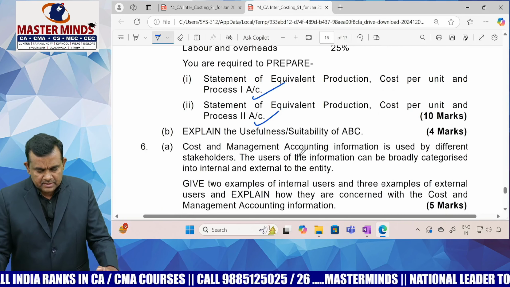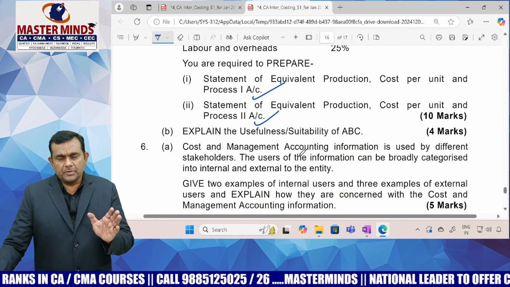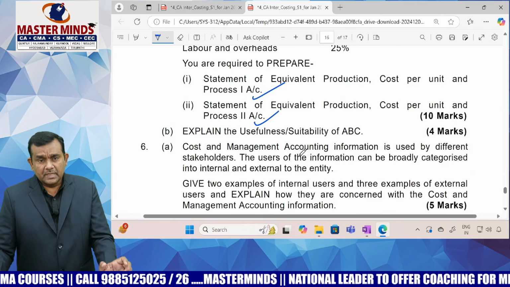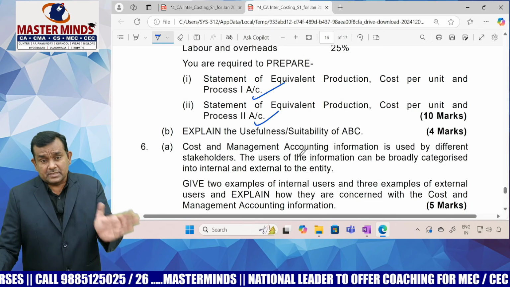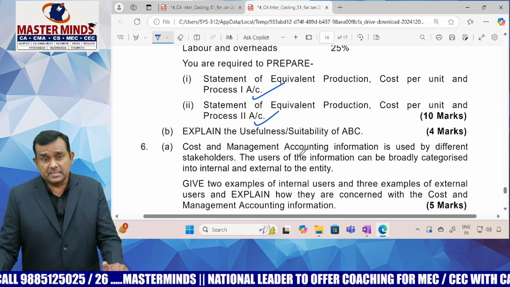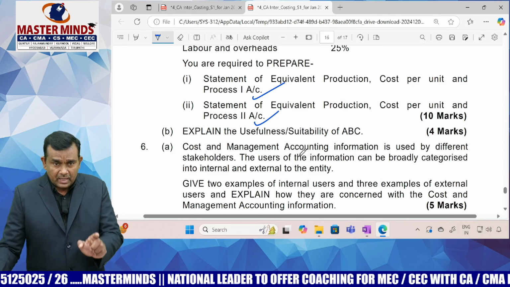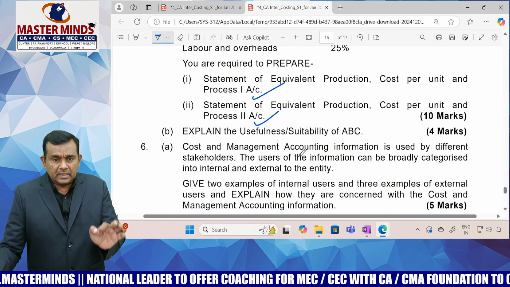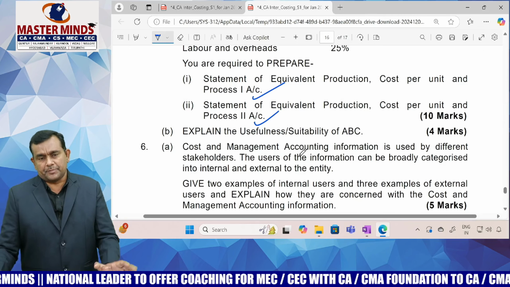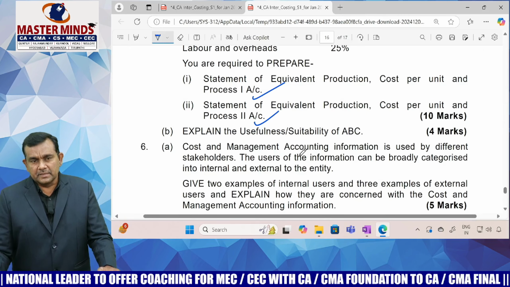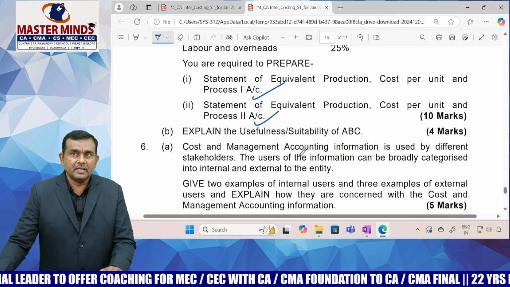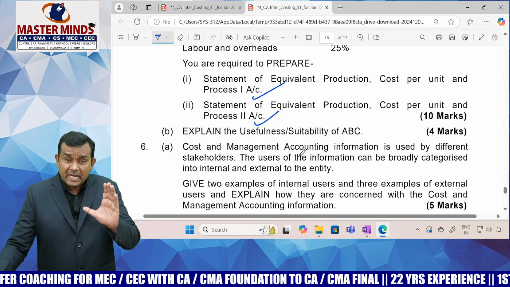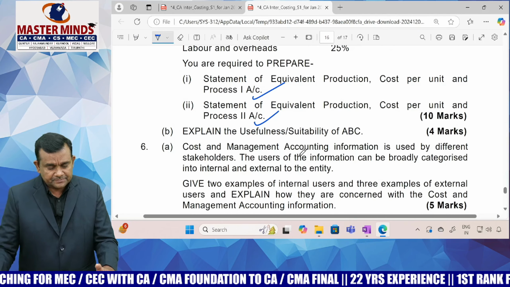Explain the usefulness or suitability of ABC. Suppose the company produces more than one product, so there is a chance of cost distortion arising, sir. So if the company produces more than one product, in that case you should use the ABC approach. The reason is to avoid cost distortion, that means products may be undercosted or overcosted. That is the main advantage of ABC, sir.